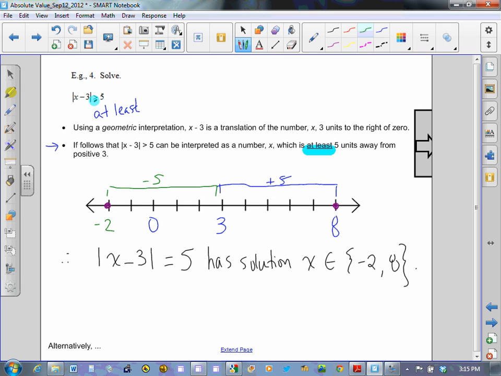So if we resketch our number line, okay, we're going to tighten up the scale on this a little bit more. Let's, for instance, say minus 2 is here, and that 8 is here.